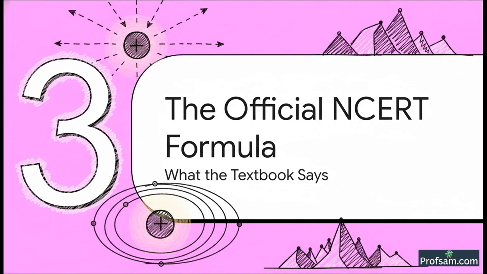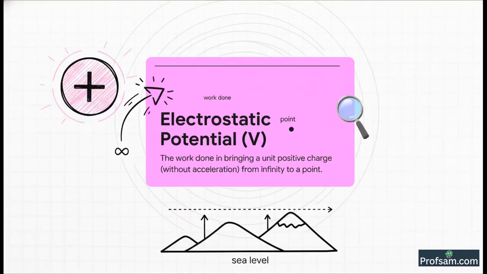Okay, so that electric hill idea gives you the feel of the topic. But in your board exams, you need the exact, precise language from the textbook. So let's look at the official NCERT definition. This is exactly what you need to write to get those full marks. Let's read this carefully, word by word. Electrostatic potential at a point is the work done to bring a unit positive charge from infinity to that point without acceleration.